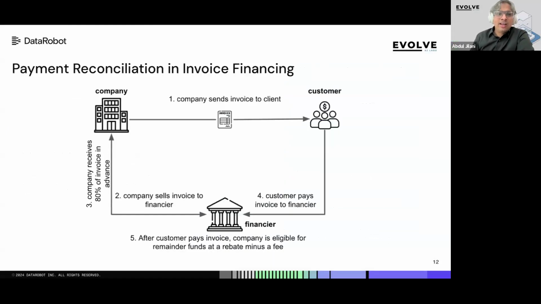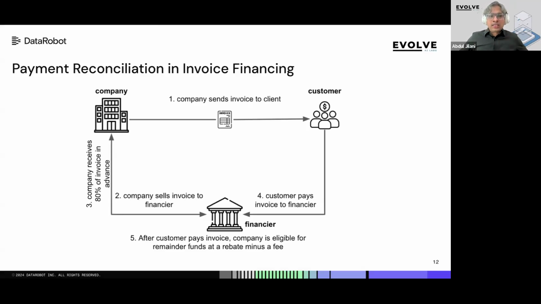Thanks, Alex. Yeah, so before we look into the use case and the solution, we would probably have to take a step back to understand the business that we are targeting. One of DataRobot's customers, a leading lender, provides invoice financing as one of their products to the industry. And what is invoice financing, also known as debt financing?